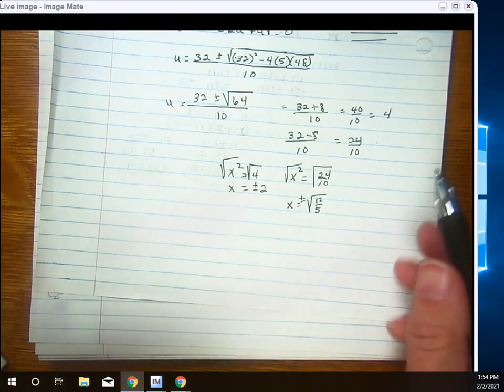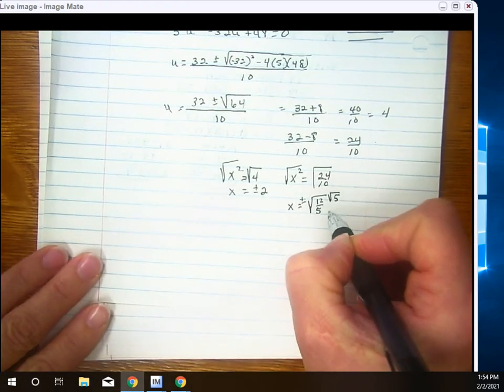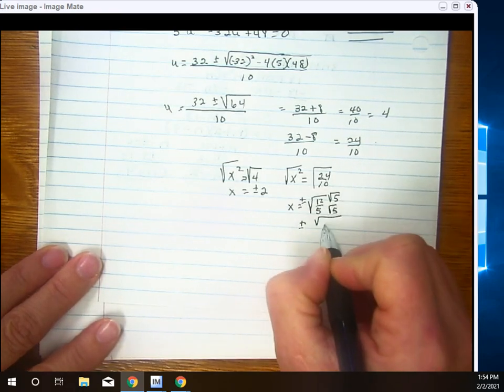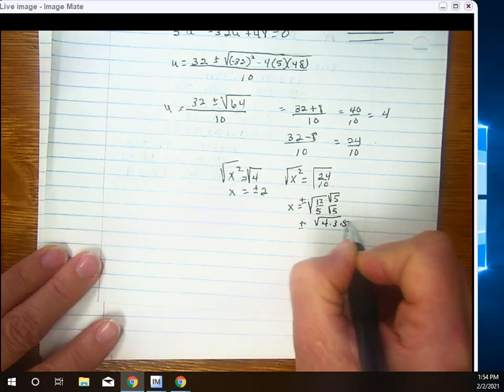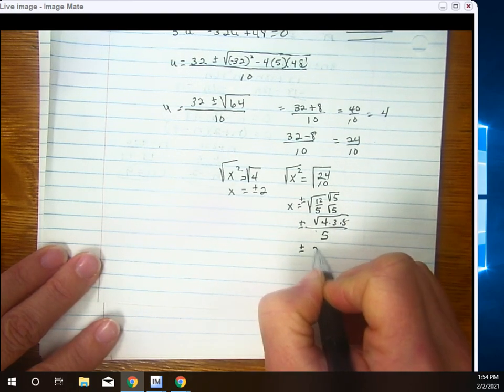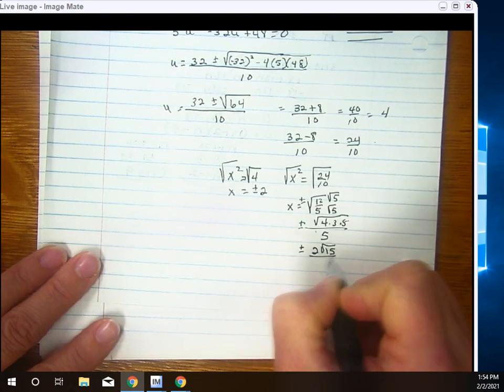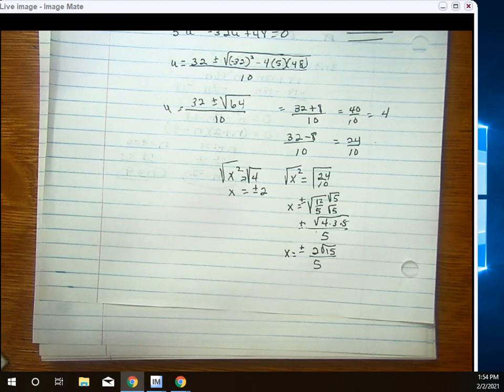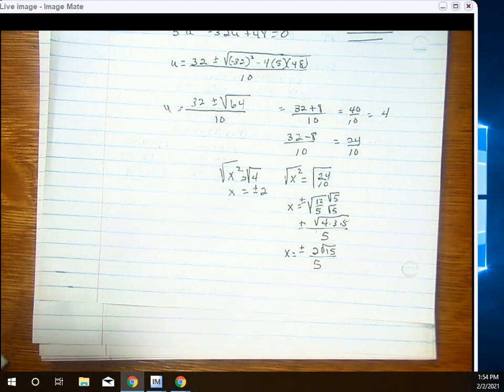Multiply by your radical 5, plus or minus. That 12 is 4 times 3 times 5 over 5. What's the square root of 4? 2. And that leaves radical 15 over 5. And that's your answer.